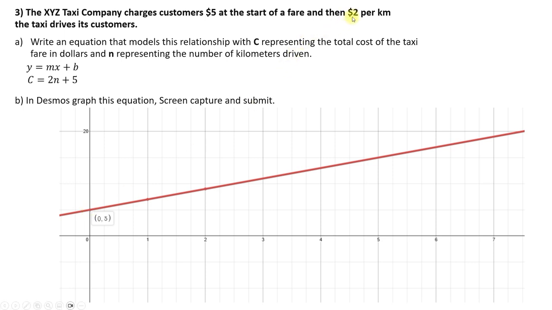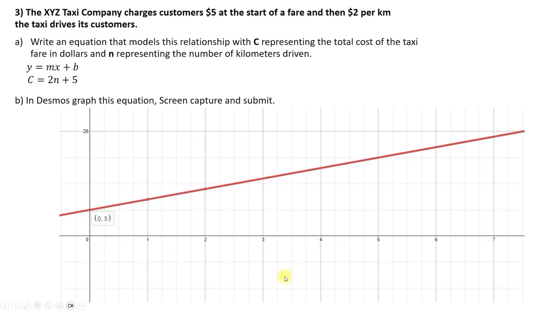So if we know that our m value is 2 and our b value is 5, we have enough information to write our equation. Y equals mx plus b. The cost will be 2 times the number of kilometers plus an initial cost of 5. And this is what it looks like on the graph.